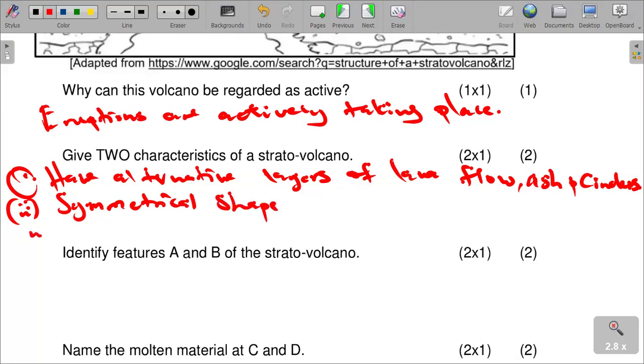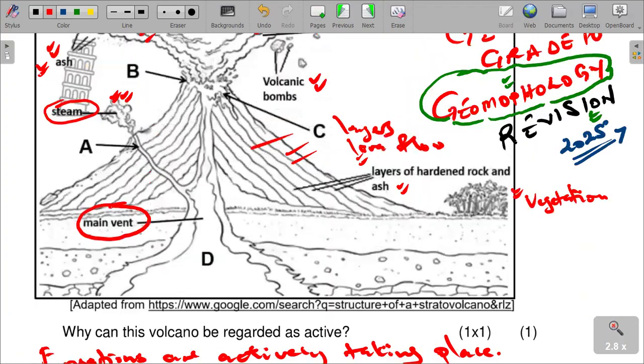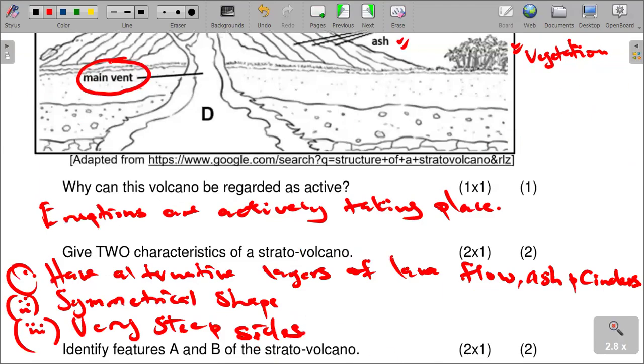And then we can also say that they have very steep sides. Composite volcanoes have very steep sides, which you can see here. The sides are very steep. These are the steep sides that we are talking about. We have steep sides that are formed there. They have very steep sides that we can see.